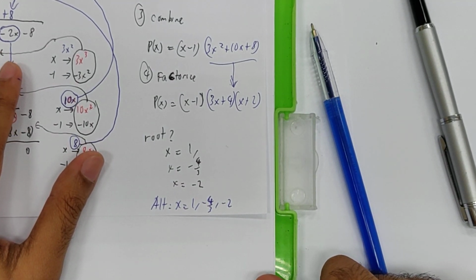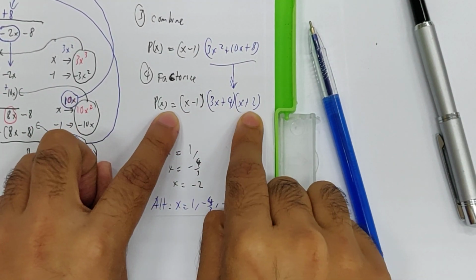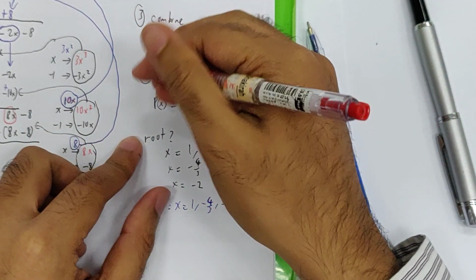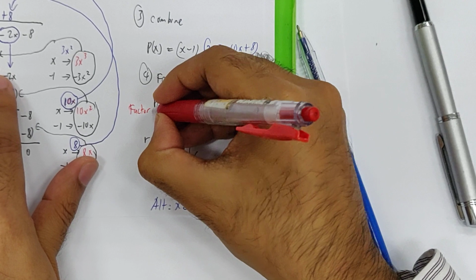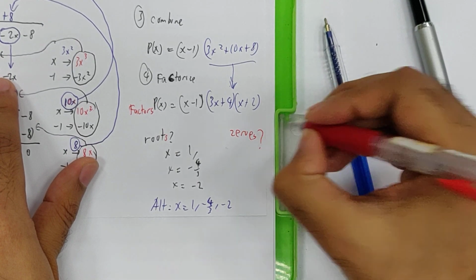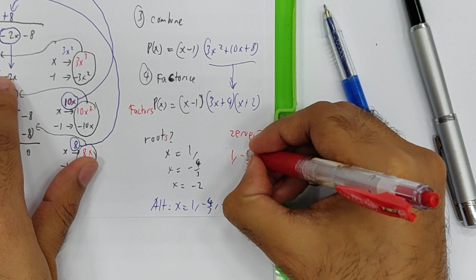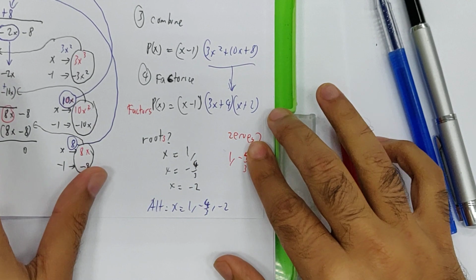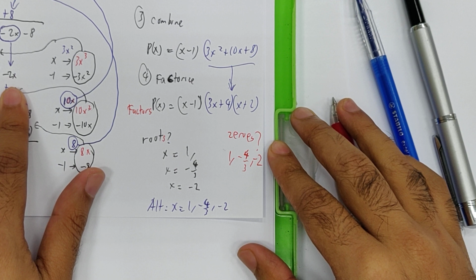Are you okay? If I leave this answer in this form, it's called what? This is a factor. Okay, if the question asks you what's the zeros, how do you answer your final answers? 1, negative 4 over 3, negative 2. You okay? This consists around 10 to 50 marks in exams.